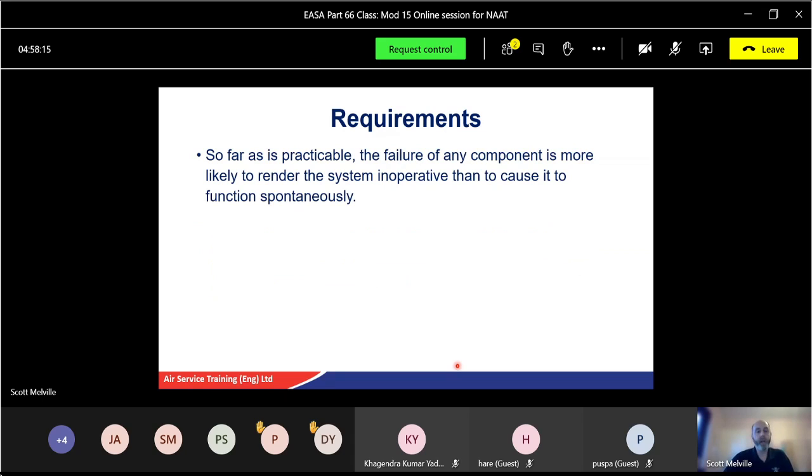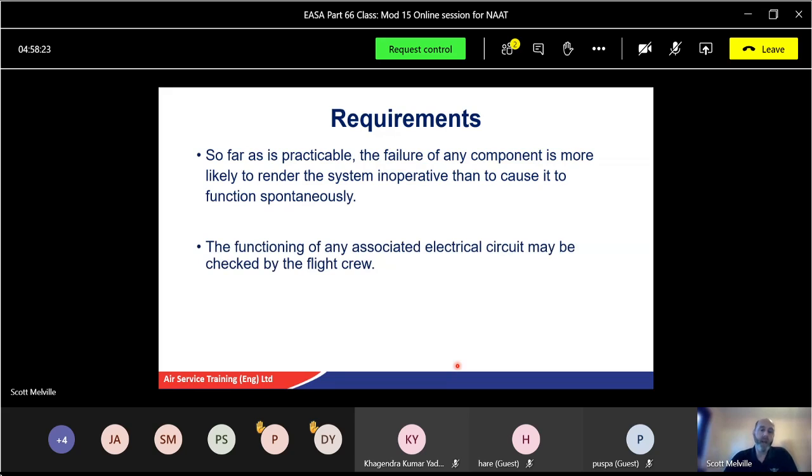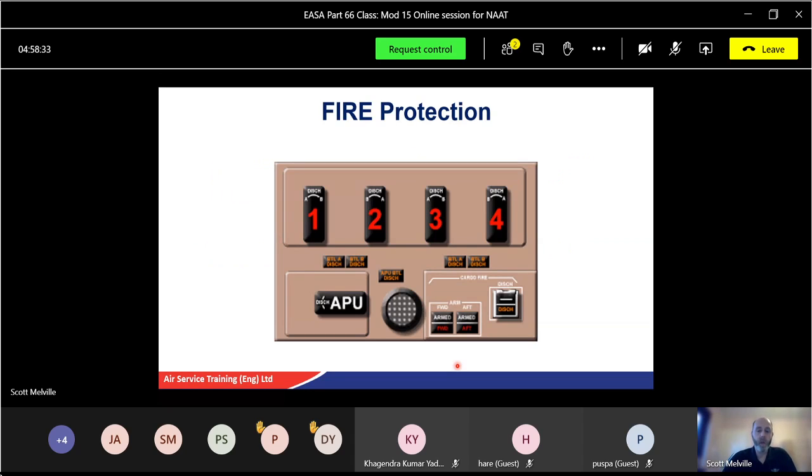So far as practical, the failure of any component is more likely to render the system inoperative than actually to cause a function spontaneously. The function of any associated electrical circuit may be checked by the flight crew, so we can actually test the fire system without setting the fire bottles off. Okay, and we'll look at a few of those in a little bit. So again, we've got an example here. We've got engine 1, 2, 3, and 4, APU, okay, and some other good bits and pieces.